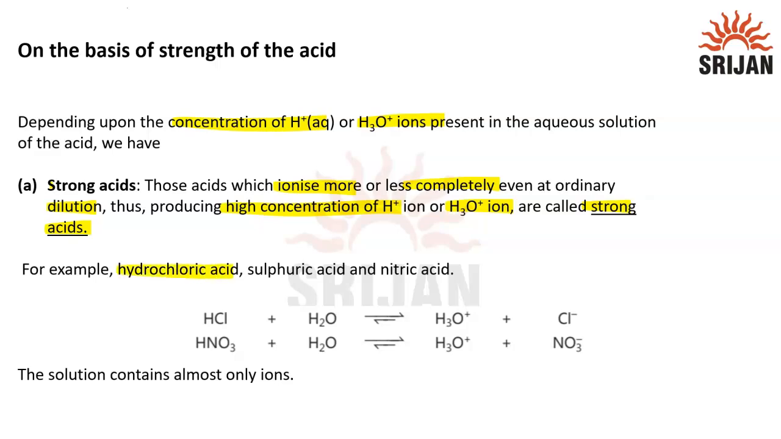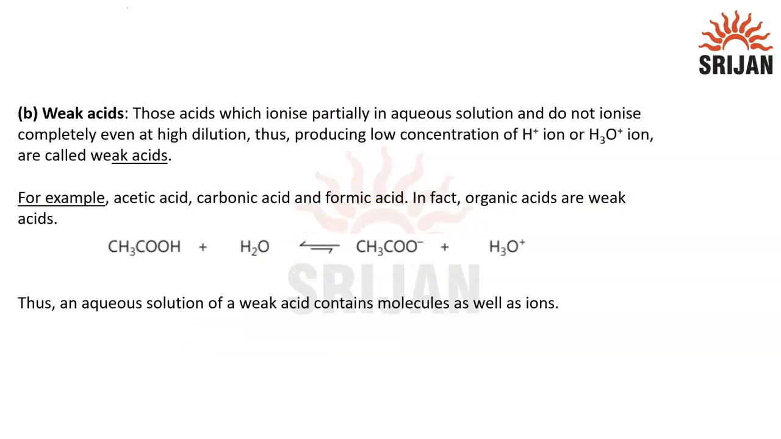For example, hydrochloric acid, sulfuric acid and nitric acid. On addition of an ordinary amount of water, they all produce a lot of H3O positive ions. The same happens with nitric acid as well. So the solutions contain almost only ions.